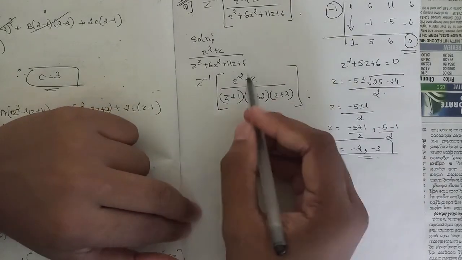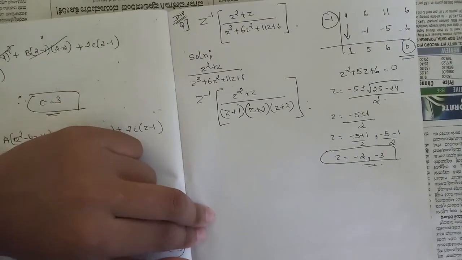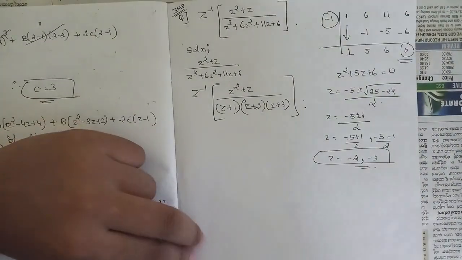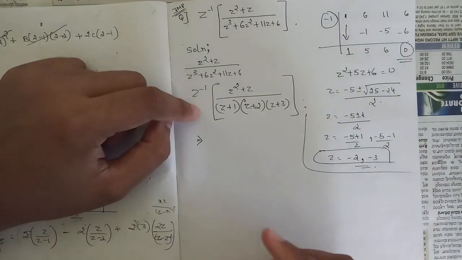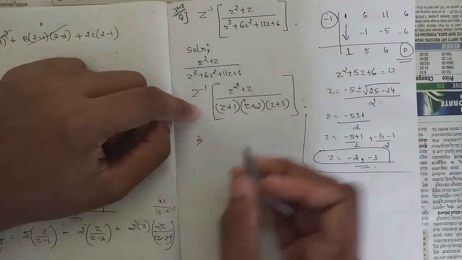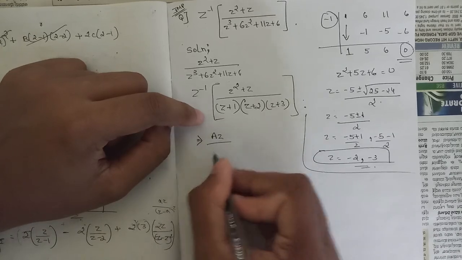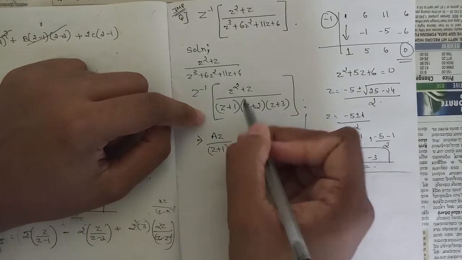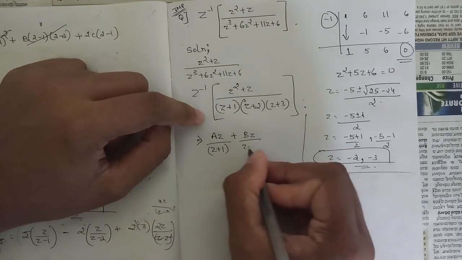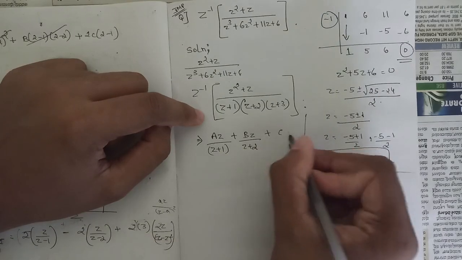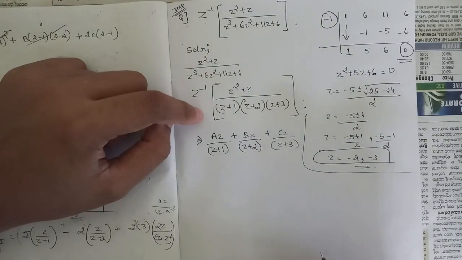Now in this we need to simplify this term using partial fractions. So now let's solve it. We know that the equation would be z divided by z plus 1, since the power is 1, right? So we need to write the numerator as: z by z plus 1, plus bz by z plus 2, plus cz by z plus 3.